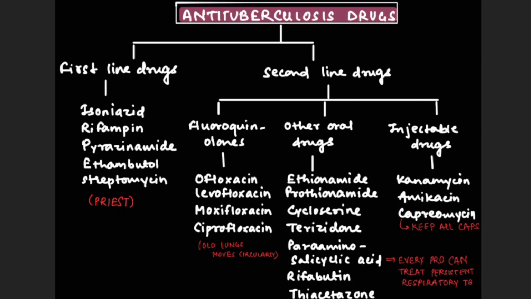Hey future doctors, today we are going to see about anti-tuberculous drugs. So this is divided into two things, first line drug and second line drug. Now in first line drug there are isoniazid, then rifampin, pyrazinamide, then ethambutol and streptomycin. You can remember this by the help of RIPES.